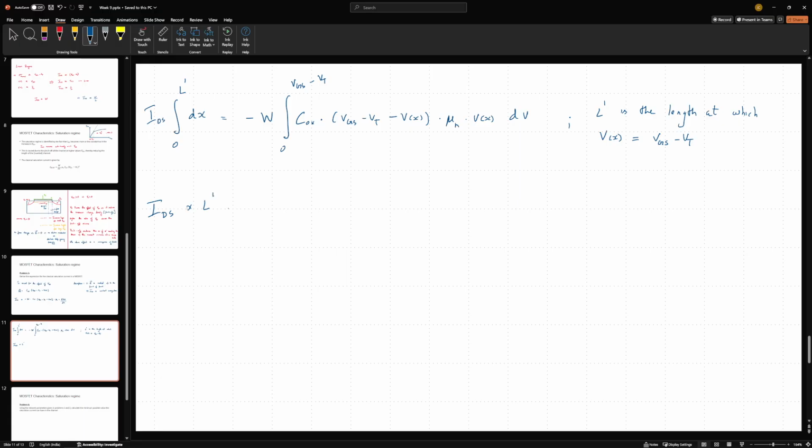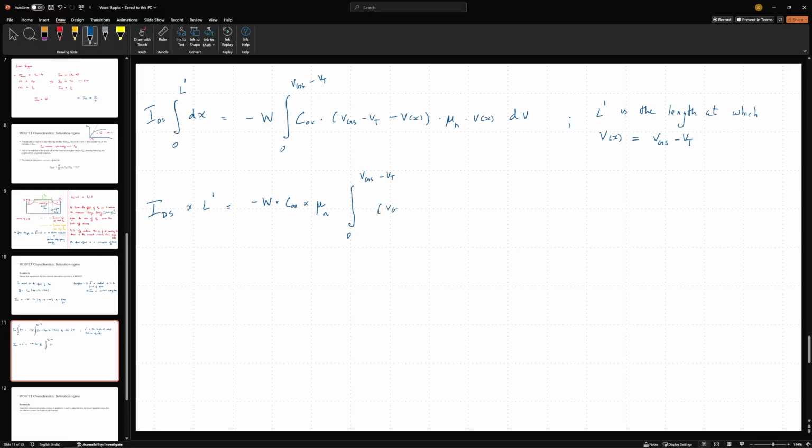Okay, so L dash to minus W into C ox into... my God, yes, mu n. Why is this so hard to just write the Greek symbol mu? Yes, mu n times integral 0 to VGS minus VT.